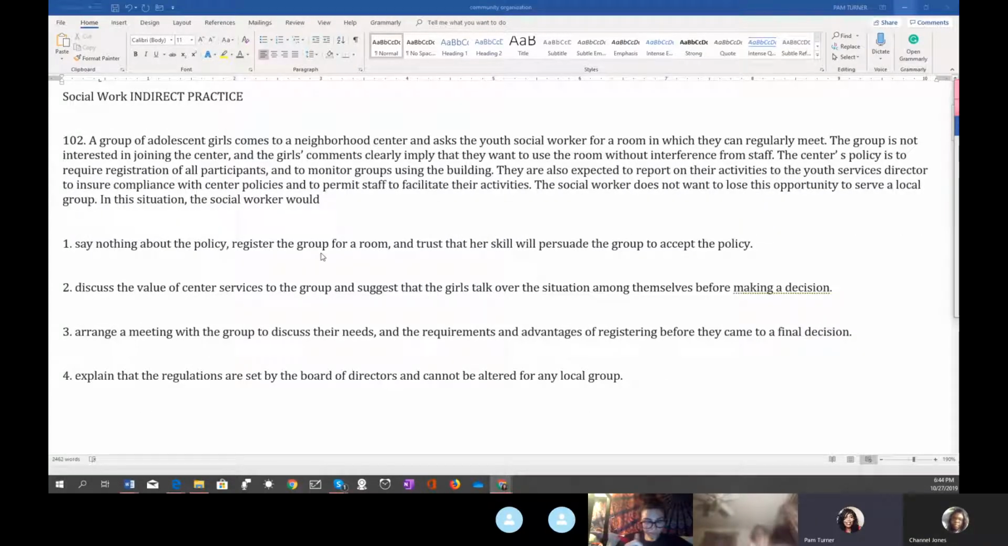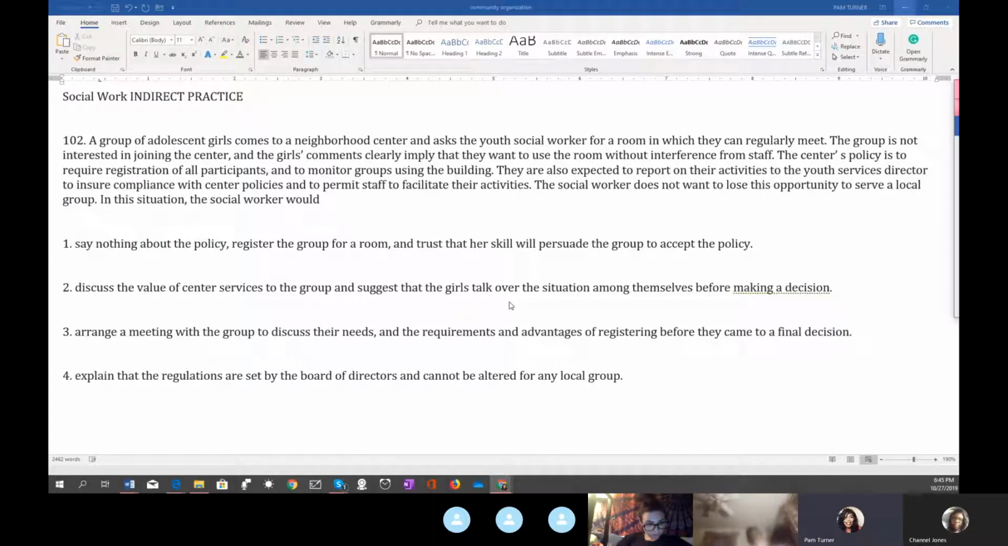A, say nothing about the policy, register the group for a room, and trust her skills will persuade the girls to accept the policy. 2, discuss the value of center services to the group and suggest the girls talk over the situation among themselves and then make a decision. 3, arrange a meeting with the group to discuss their needs and the requirements and advantages of registering before they come to a final decision. Or 4, explain that the regulations are set up by the board of directors and they cannot be altered for any local group.